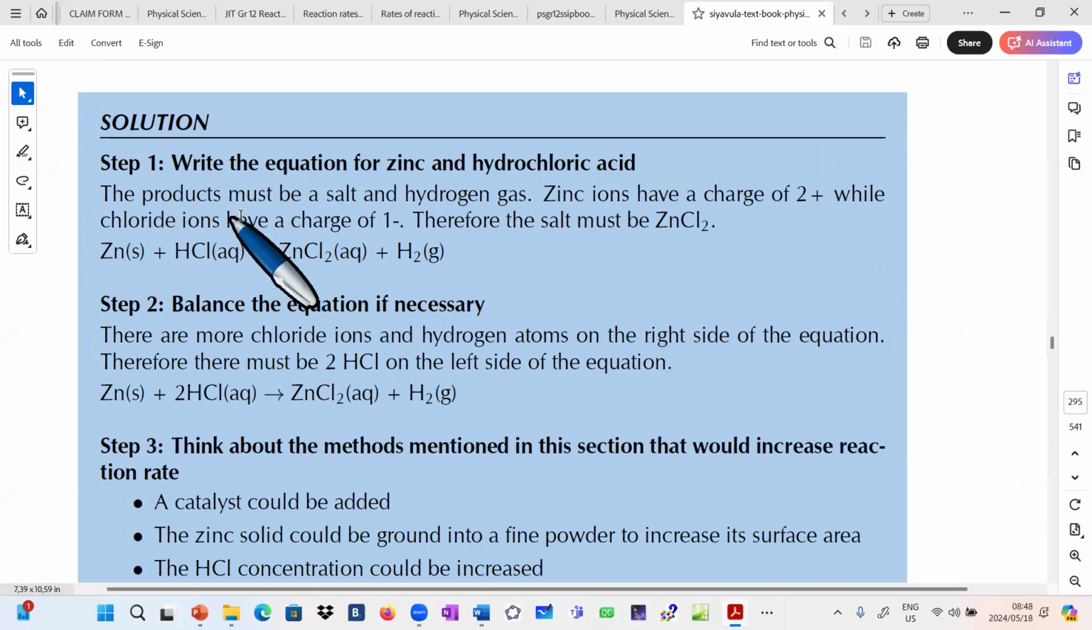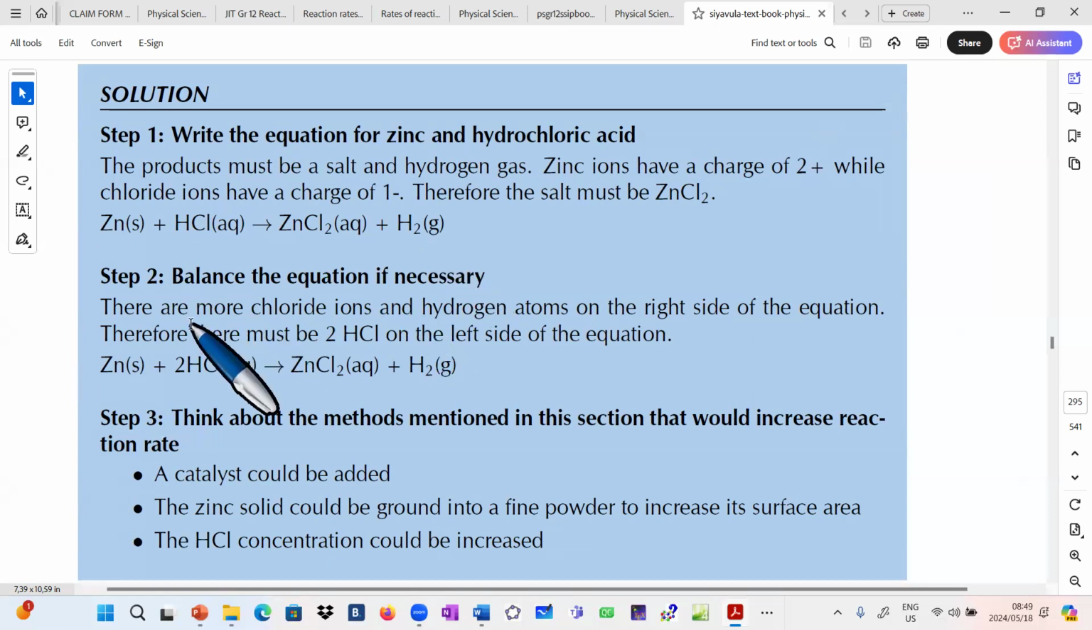The products must be a salt and hydrogen gas. Zinc ions have a charge of 2+, while chloride ions have a charge of 1-. Therefore, the salt must be zinc chloride. So you have zinc solid plus HCl in aqueous state, which will form zinc chloride and hydrogen gas. If you put the solid zinc into the aqueous hydrochloric acid, you have zinc chloride and hydrogen gas.